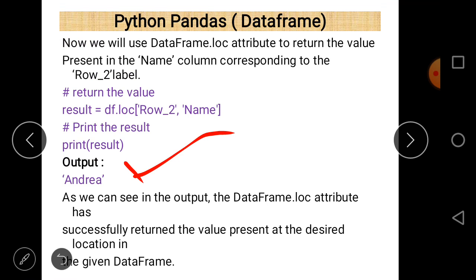As you can see, the dataframe.loc attribute has successfully returned the value present at the desired location. So loc returns the value at the desired location, and the desired location is given here, and at this location the value is Andrea. That's why Andrea is the final answer.